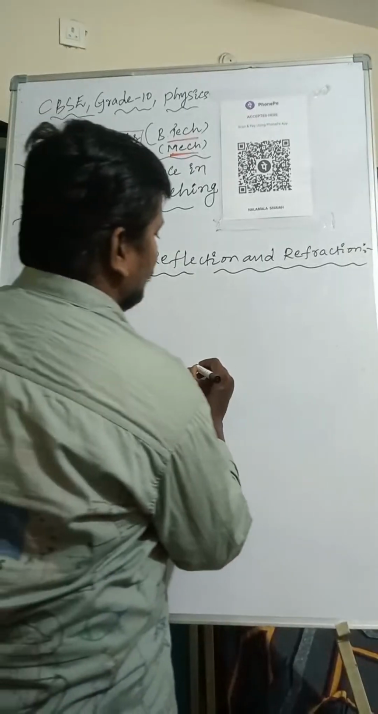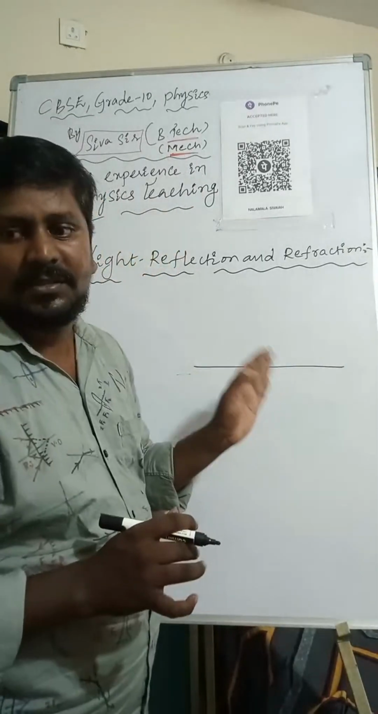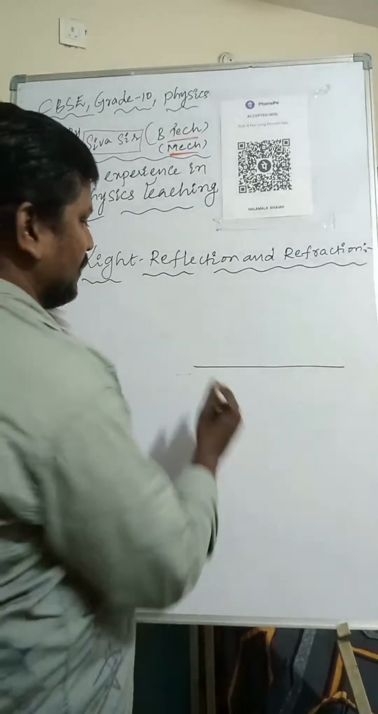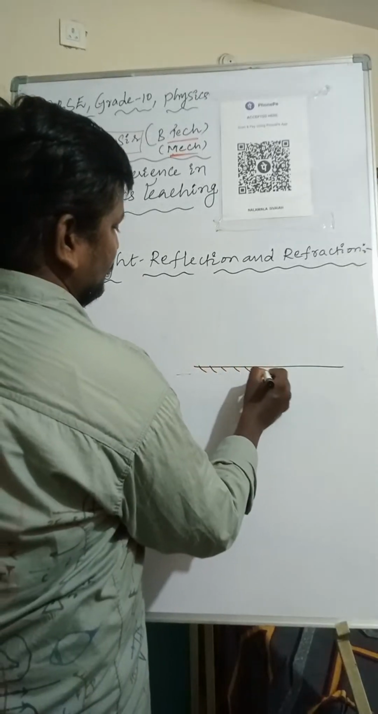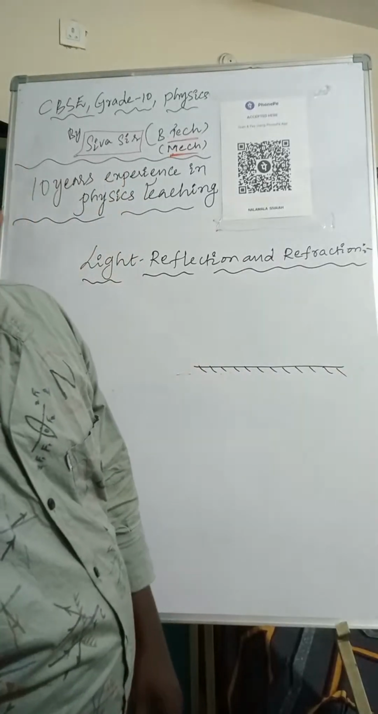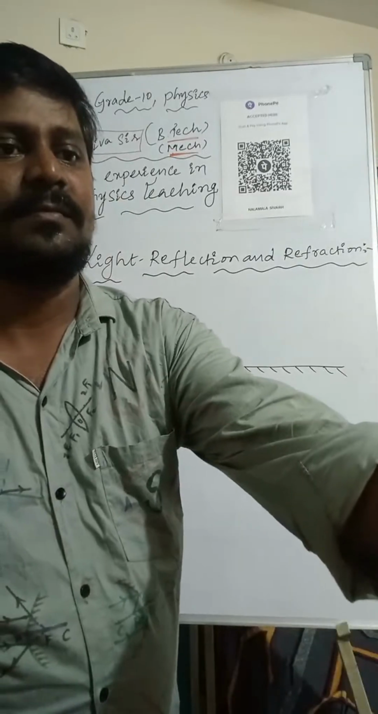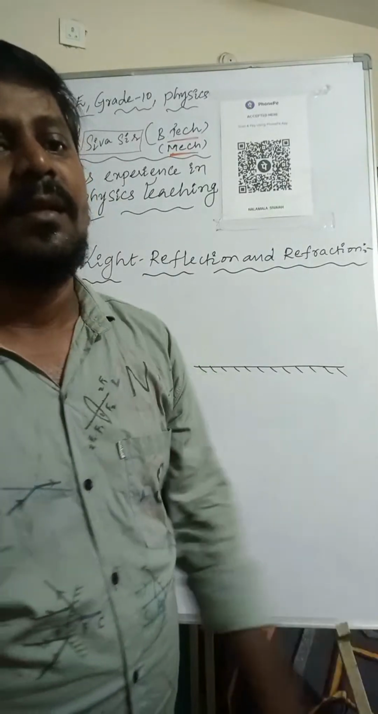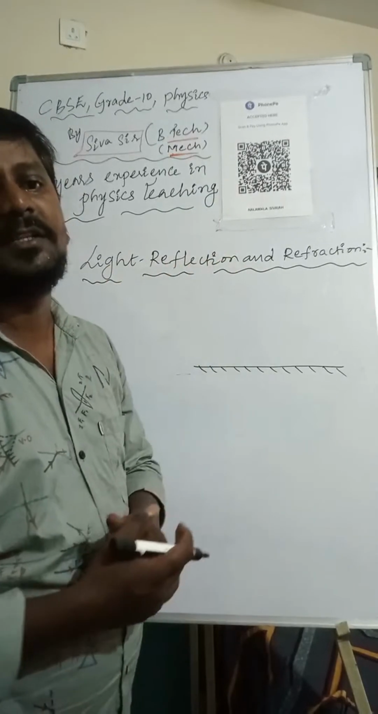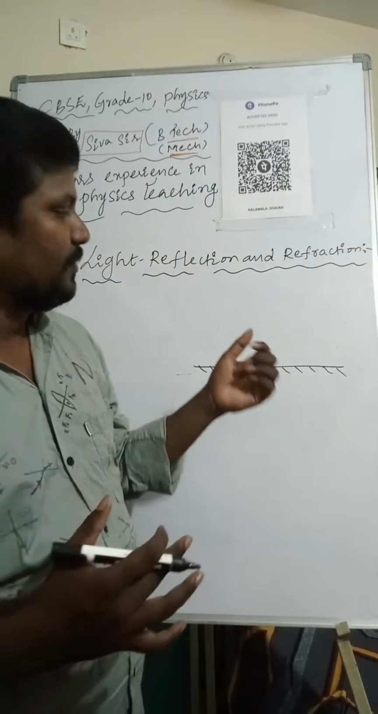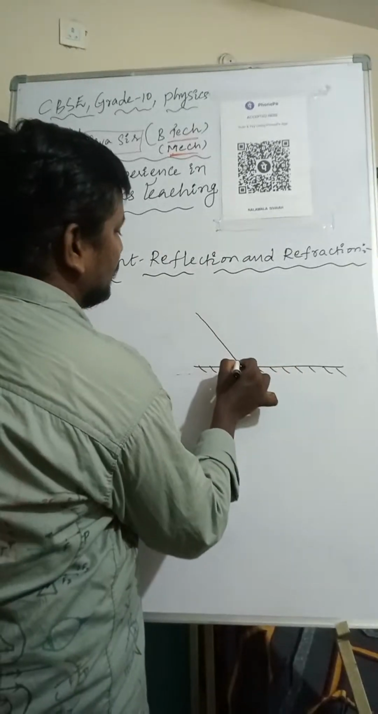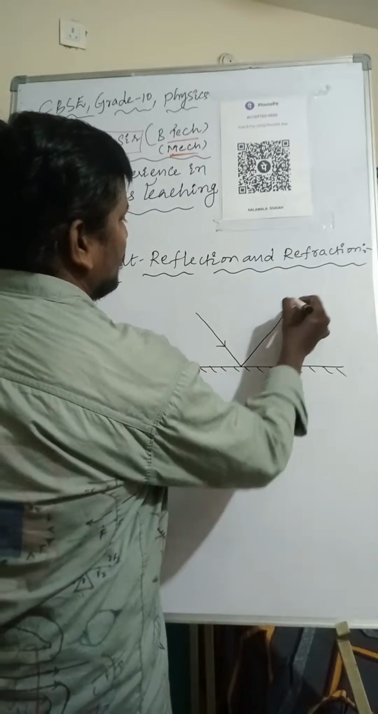Here I am considering a plane mirror. Whenever light is incident on it, it will reflect back. This is the incident ray, and this will be the reflected ray. So when light is incident on the surface, it will be reflected back.